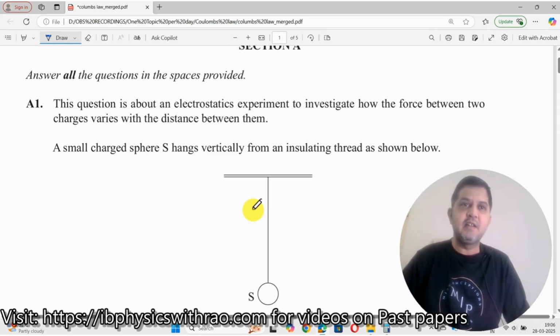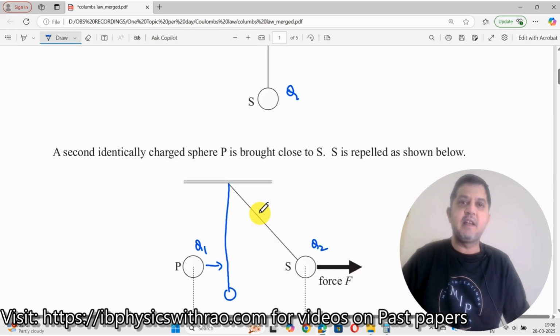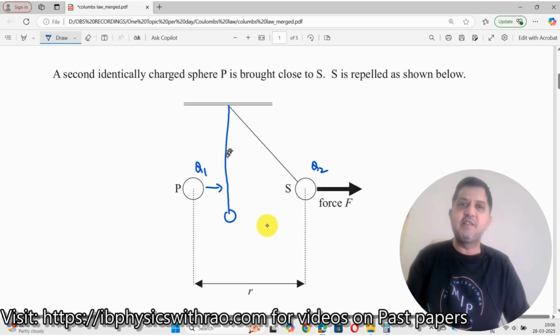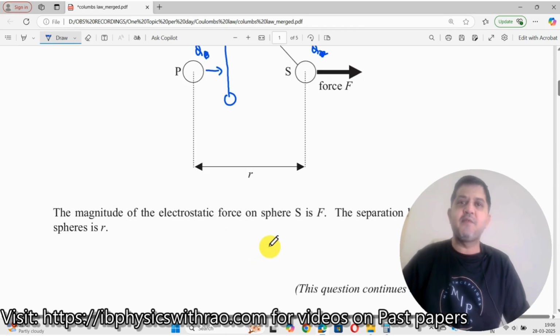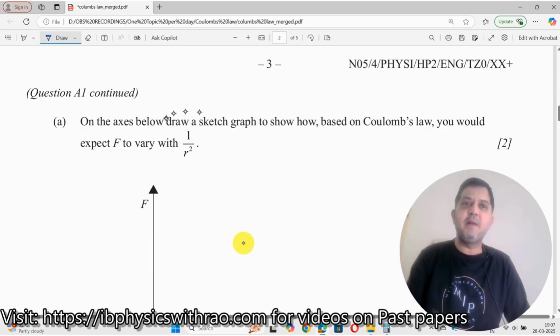A small charged sphere S has a charge Q, and a second identical charged sphere. Let me read this once again: a second identical charged sphere, which means Q1 should be equal to Q2. I can write this as Q and this as Q over here, and the separation is R. You need to plot a graph of F versus R, which means if I change the value of R, the value of F will also change. Now the graph is F versus 1 by R square.